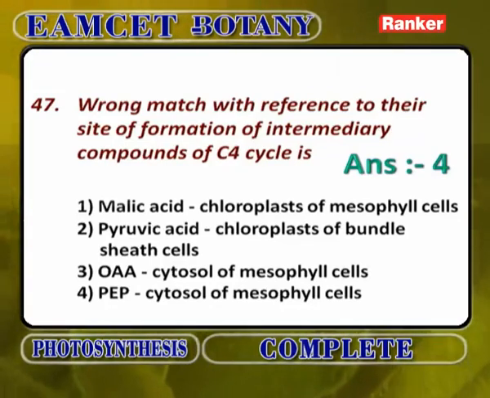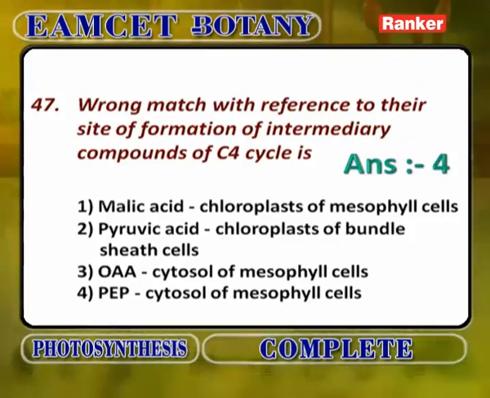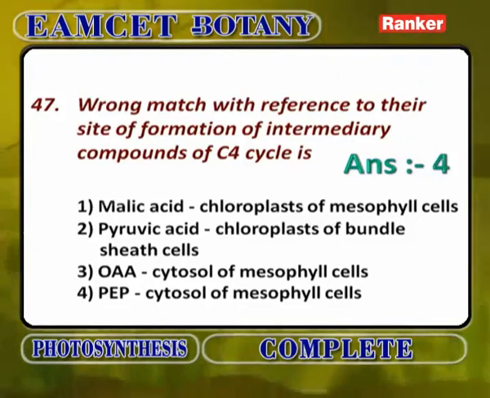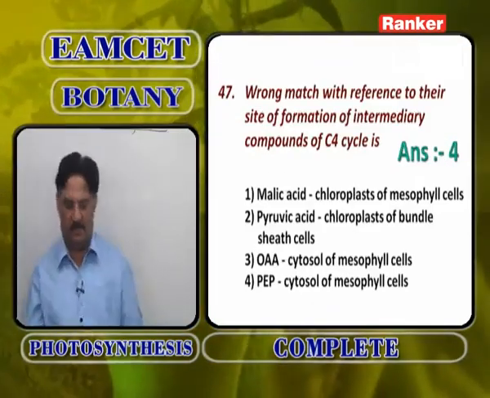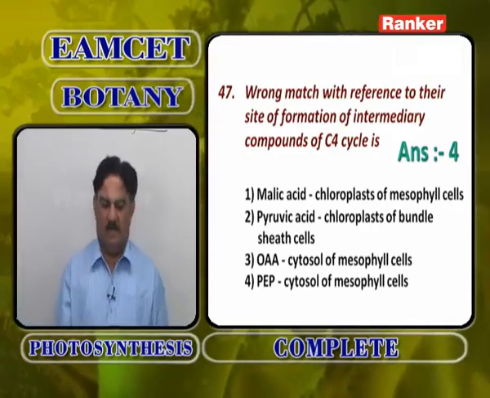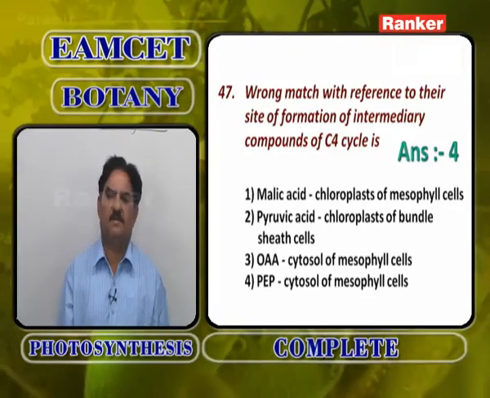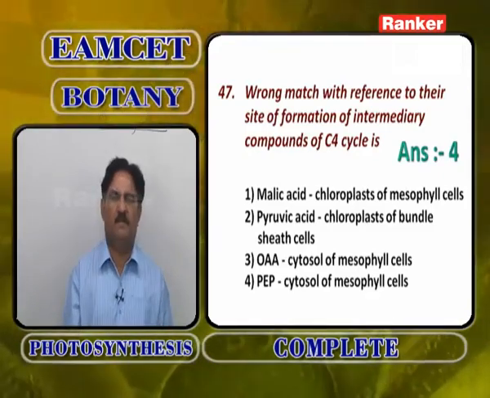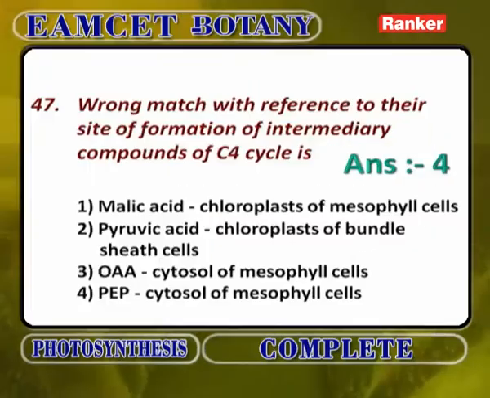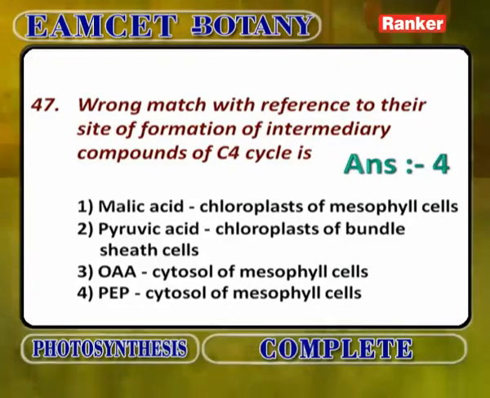the cytosol of mesophyll cells. It is formed in the chloroplast of mesophyll cells, then transferred to the cytosol of mesophyll cells. Whereas malic acid is formed in the chloroplast of mesophyll cells, pyruvic acid is formed in the chloroplast of bundle sheath cells, oxaloacetic acid is formed in the cytosol of mesophyll cells, but phosphoenol pyruvic acid is formed in the chloroplast of mesophyll cells, not in the cytosol of mesophyll cells. So, fourth option.